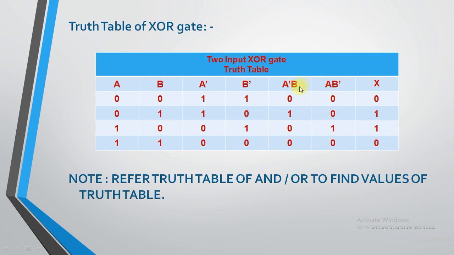So over here we have found A dash B and AB dash using the truth table of the AND gate. You need to refer to the column of A dash and B, and the A column and B dash column over here. Now see, X equals A dash B plus AB dash. The plus sign is there, which means we need to refer to the truth table of the OR gate. So 0, 0 in the OR gate will return 0, 1, 0 will return 1, 0, 1 will return 1, and 0, 0 again returns 0.